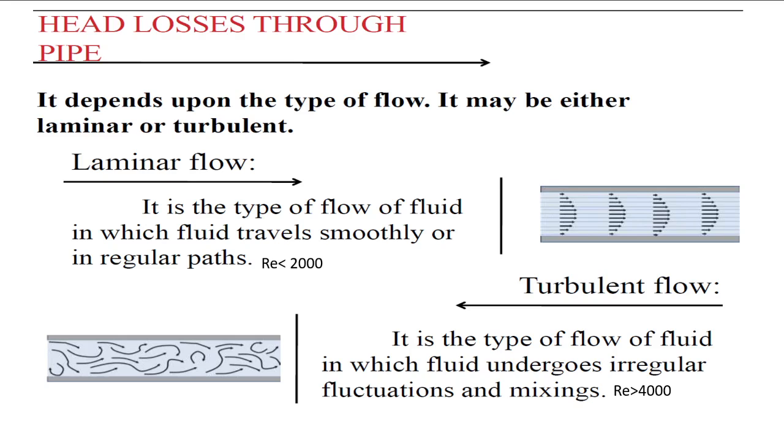We can classify this laminar flow based on the Reynolds number when Reynolds number is less than 2000. Then comes the turbulent flow. It is the type of flow of fluid in which the fluid undergoes irregular fluctuations and mixings. In turbulent flow, Reynolds number is always greater than 4000.